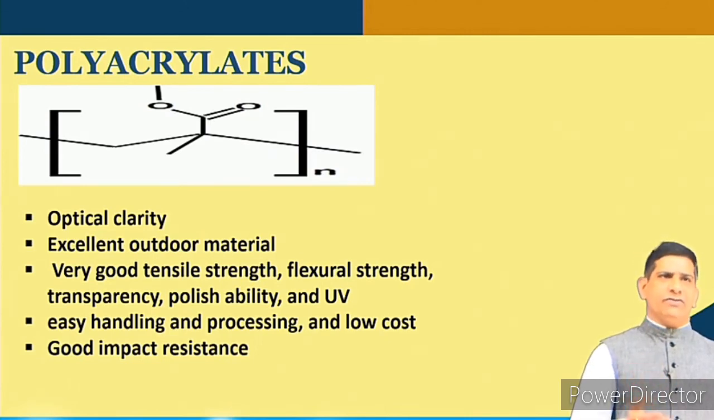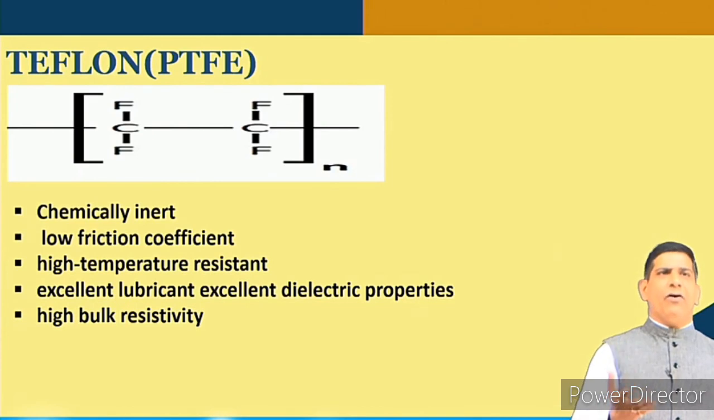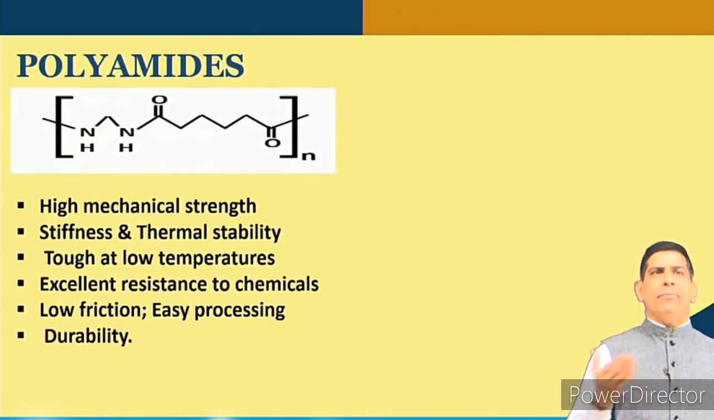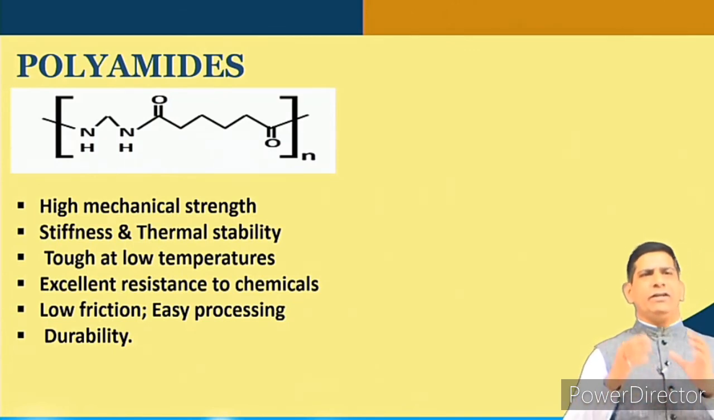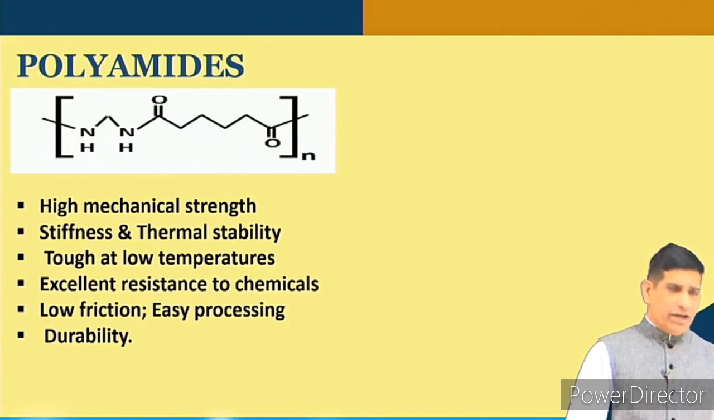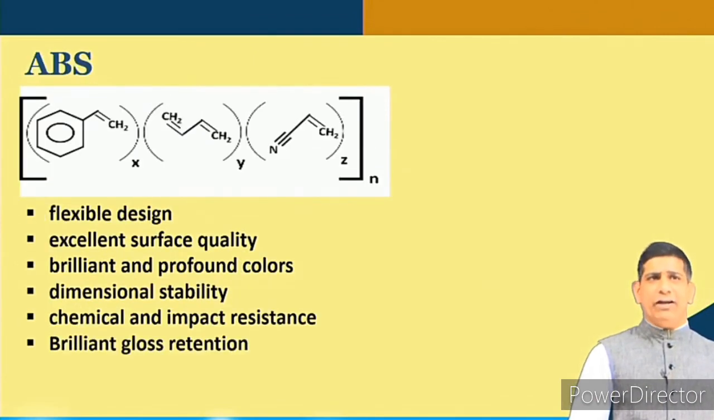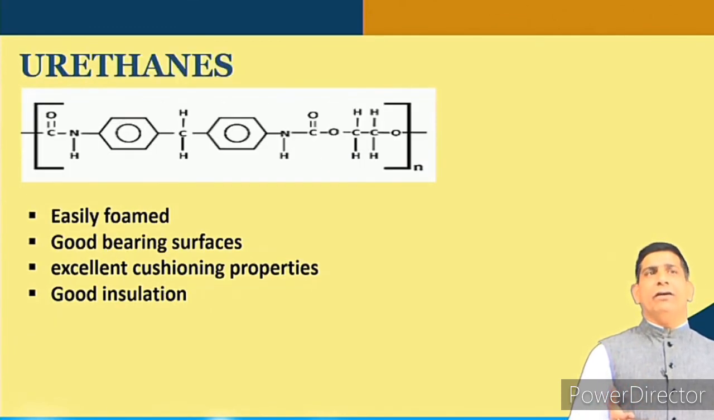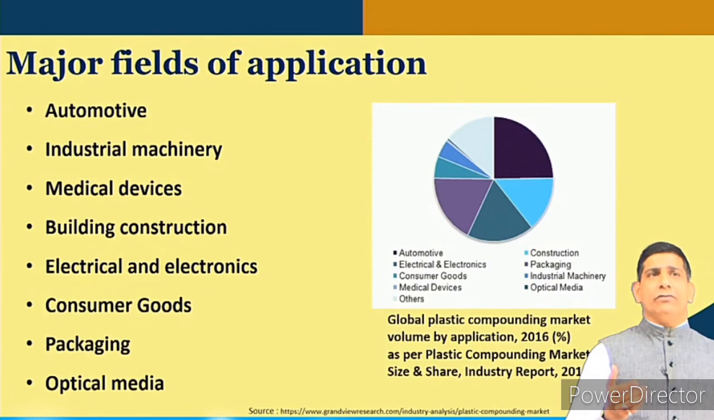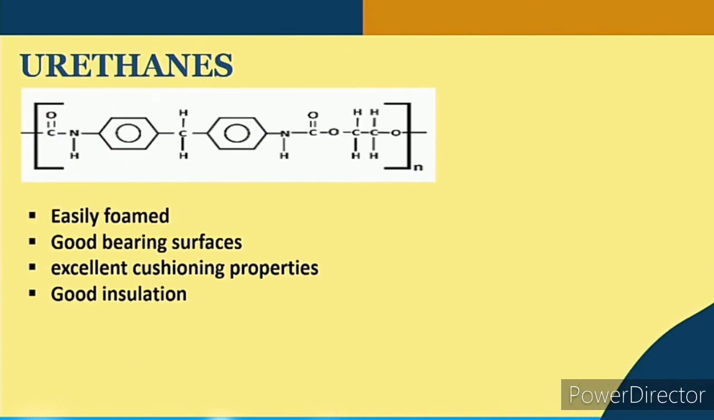Polyacrylates, again the structure is different: optical clarity, excellent outdoor material, good tensile strength, UV resistance, easy handling, good impact resistance. Teflon is another chemically inert material; we use Teflon-coated material, an excellent lubricant with excellent dielectric properties and high bulk resistivity. Then polyamides: high mechanical strength, thermal stability, tough at low temperature. A variety of plastics are out there, and sometimes we do not even realize. ABS: flexible design, good surface quality, dimensional stability, brilliant gloss retention. Urethanes: easily foam, good bearing surface, good insulation. These are all the different types of plastics out there.